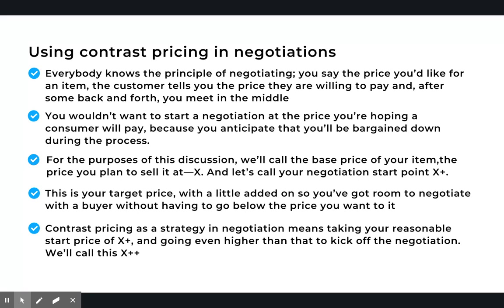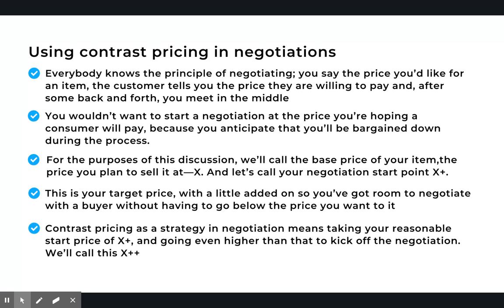So for the purpose of this discussion, we'll call the base price of your item the price you plan to sell it at, X. And let's call your negotiation start point X plus. So this is your target price with a little added on, so you've got room to negotiate with a buyer without having to go below the price you want it to.